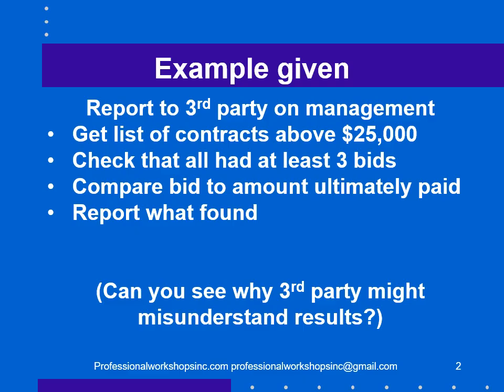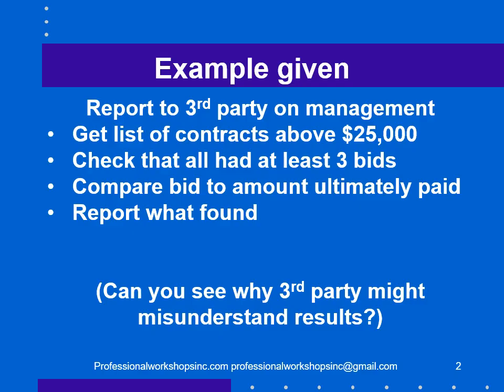Now, as I say at the bottom, can you see why a third party might misunderstand these results? Because if management wants to fool us and the third party, the very simple thing they do, they've got a $100,000 contract that they know they didn't get 3 bids on, they just exclude it from the list. And the third party is going to be relying on us, presumably, that we've got all the contracts above 25,000. So right at the very beginning, there's a significant constraint on that and a significant possibility that the third party will misunderstand our report.